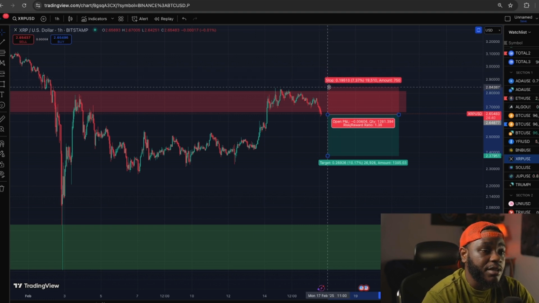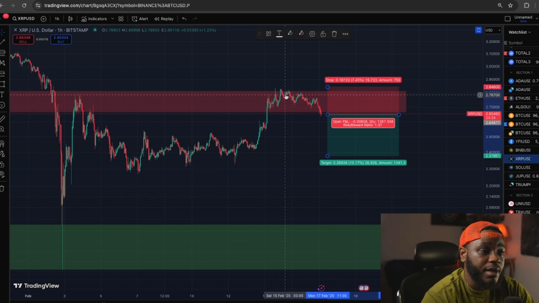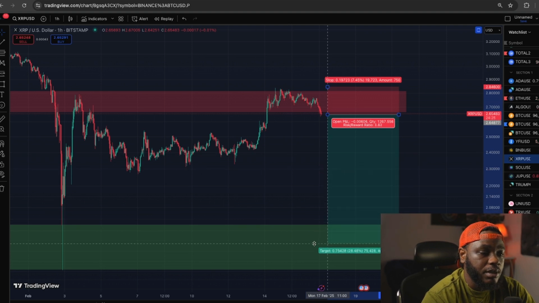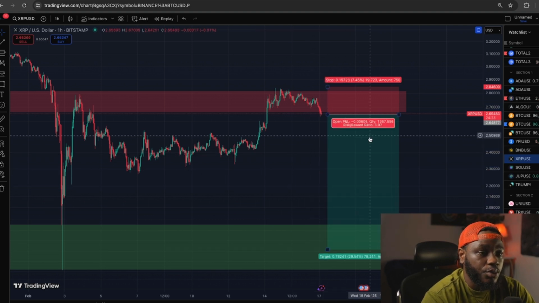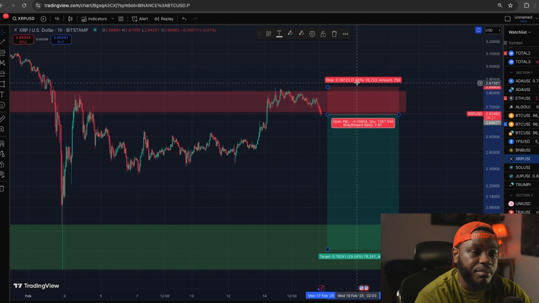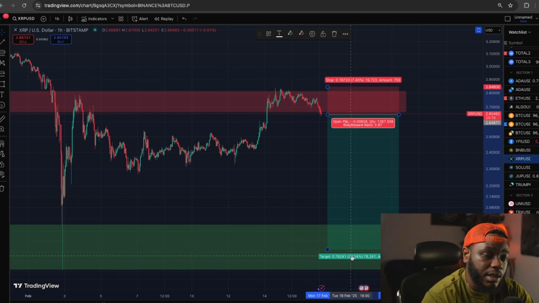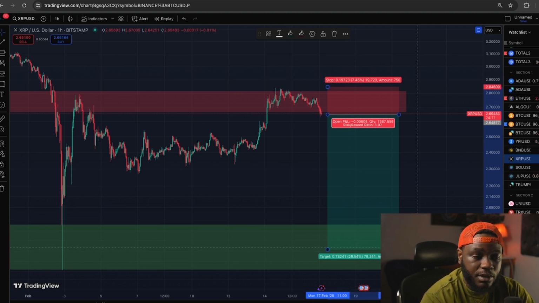I will have to place my position here, right? This is where my stop loss will be, right above this previous high here, right? And then my target to be all the way down here. So on this, we're looking at a 7.5% stop loss and a 29% profit potential.